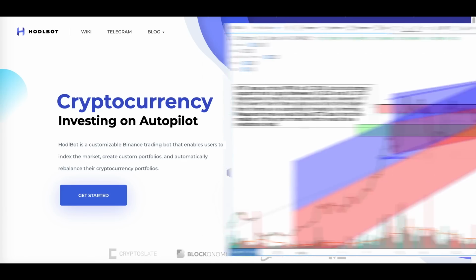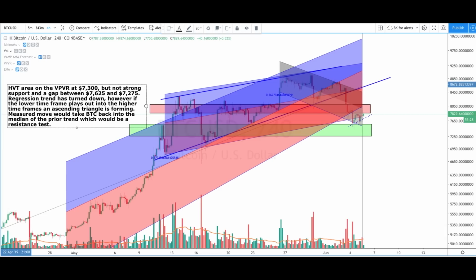So let's get started. Okay, so let's start on the Bitcoin USD 4-hour chart. This is the Coinbase chart. Sometimes when things like this happen, I like using the Coinbase lower time frame charts just because it gives me a little bit of an idea on the sentiment that's in the retail market going on right now. Not all the time, but sometimes.